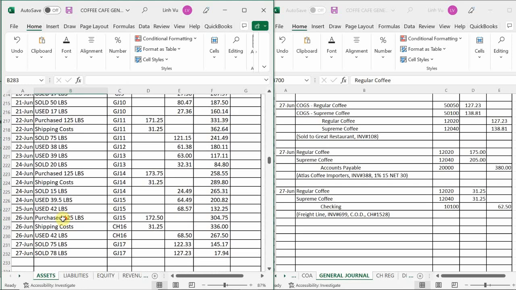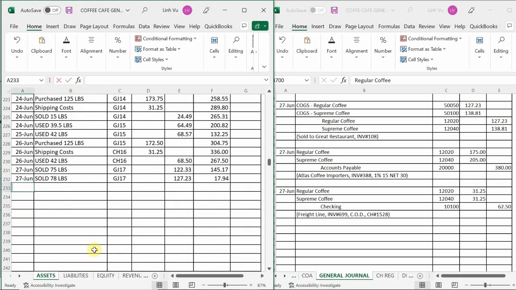So here we are, regular coffee. We purchased 125 pounds as well as shipping costs. Still on page 17 here. And the total amount is 175 plus 31.25, which is going to give me a grand total of $224.19.